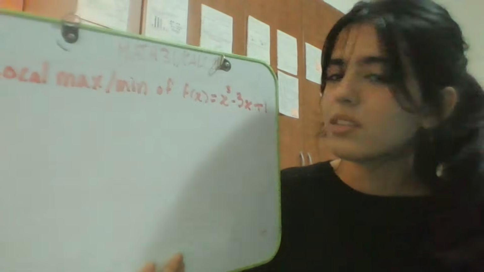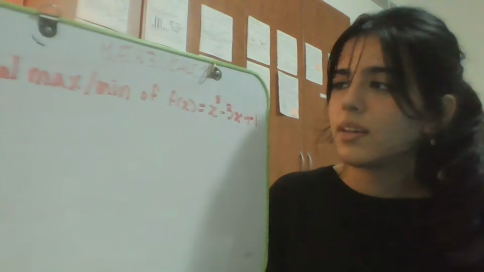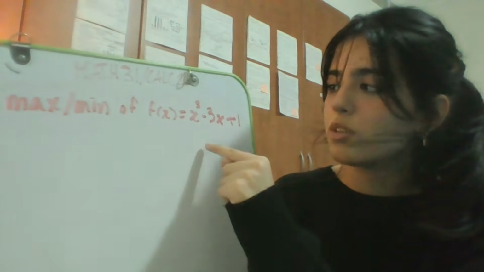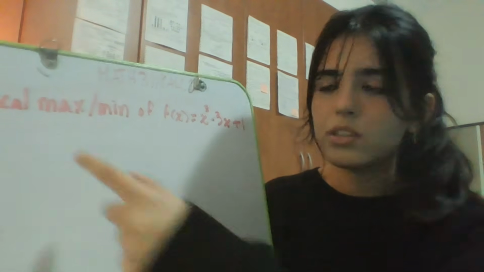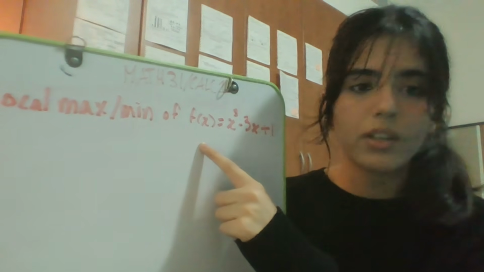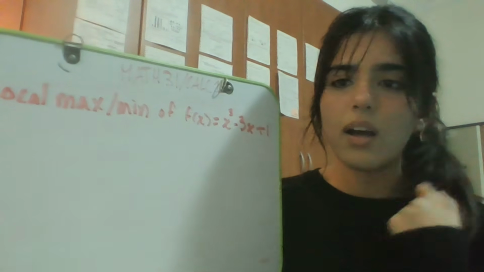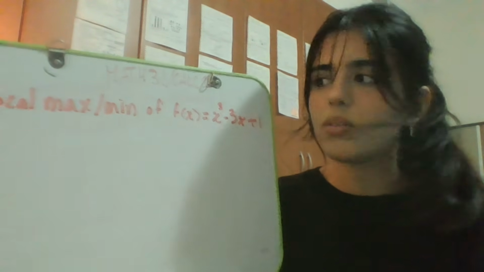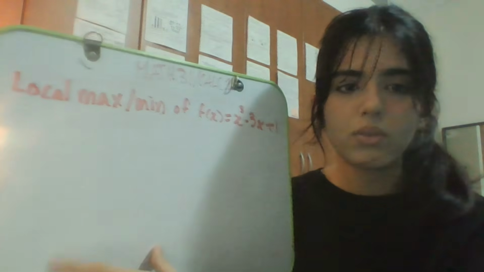Okay guys, so this is our first example, and here we have to find the local max or minimum of f of x equals x cubed minus 3x plus 1. So as I explained to you the 4 steps, first we're going to take the derivative of this, and we're going to find the critical point. So all you have to do is use power rule. I've shown that in my previous videos, so I'll go ahead and do the first part.